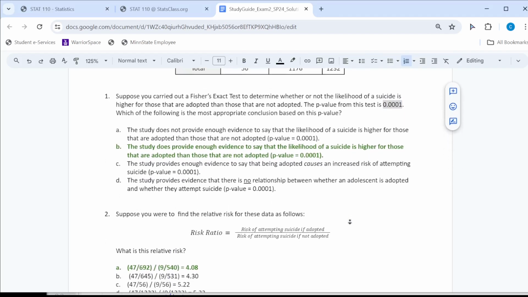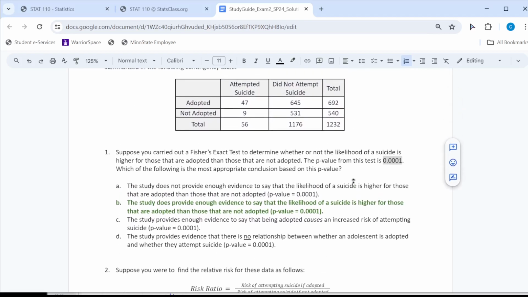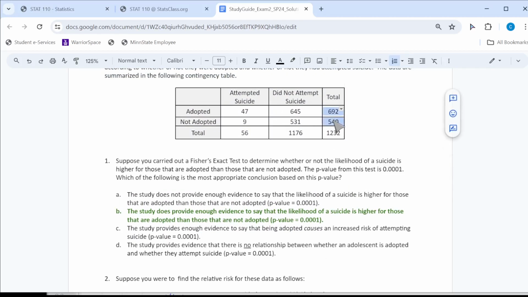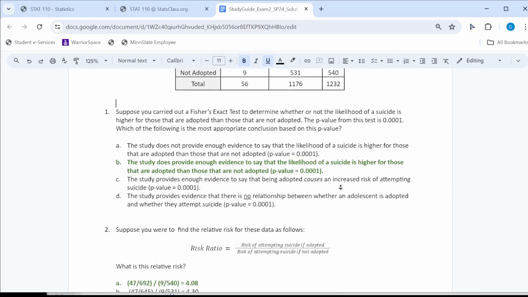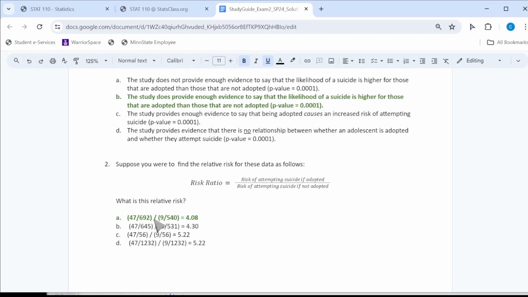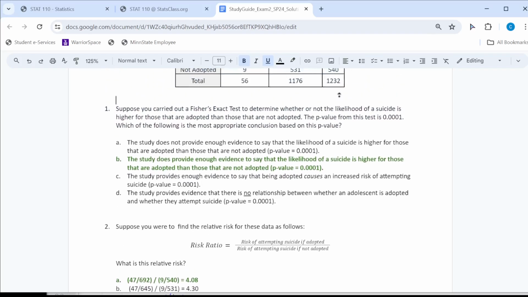We have a relative risk calculation for that data up above. The relative risk calculation is going to be using these totals here. So to compute the relative risk ratios or the risk differences, we're going to look at the row percentages. And those row percentages are going to be 47 divided by 692 here. Sorry about that. 47 divided by 692 is going to be one of those row percentages, and then the other is going to be 9 divided by 540 here. So the relative risk ratios or relative risk differences are going to use these totals. So it's going to be A here, 47 over 692, and 9 divided by 540.